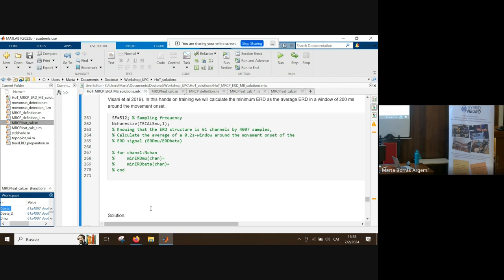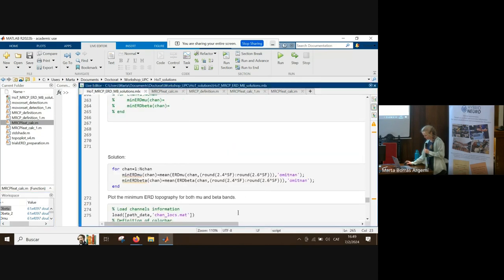Okay, let's see the solution here. I include the omit none to avoid trouble when we average, to avoid none numbers. As I told you, the movement onset is located at 2.5 seconds. So we are looking for a window from 2.4 to 2.6, which is a 0.2 seconds window for each trial. We are just taking the average of this window.